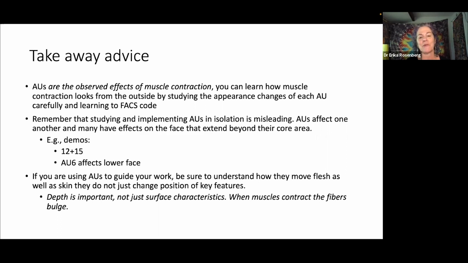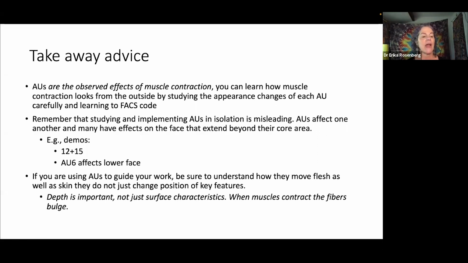So takeaway advice or reminders: don't forget what AUs are. They're the observed effects of muscle contraction. You can learn how muscle contraction looks from the outside by studying the appearance changes of each AU carefully and learning to FACS code. And remember the problem of working with AUs in isolation, which I've demonstrated recently: you need to know how AUs affect one another, as I showed with a 12 with a 15, what look like opposing actions, how they work together, and how an AU localized around a muscle in the upper face can have an effect on the lower face.